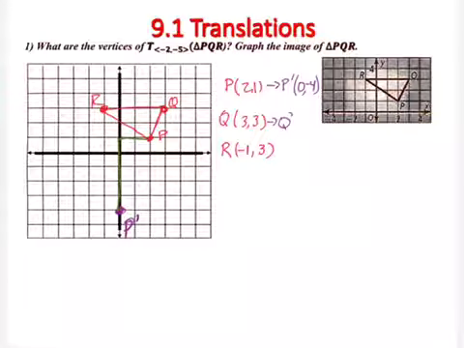For Q prime, same idea. We'll take 3 plus -2, which gives us 1, and 3 plus -5 gives us -2. So in this case, we're looking at 1, -2. So this is Q prime. And then R, same idea. -2, -1. Well, that's going to give us -3. 3 plus -5 is -2. So we've got -3, -2. And so R prime is here. And so this is our image.